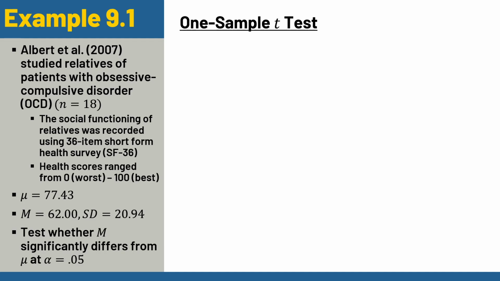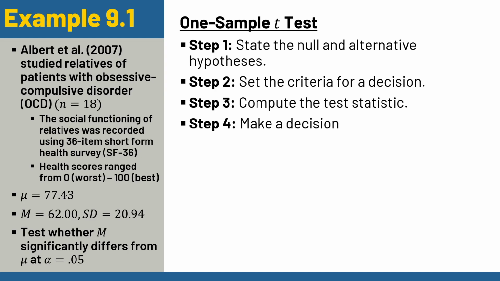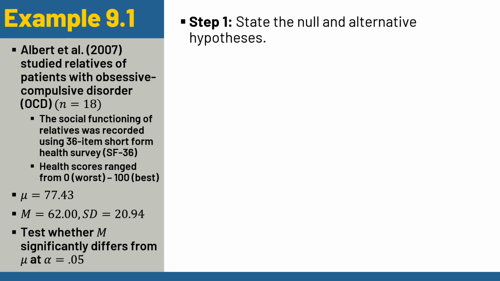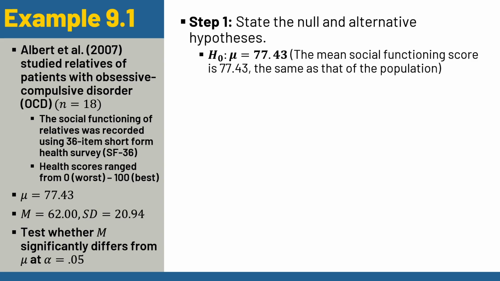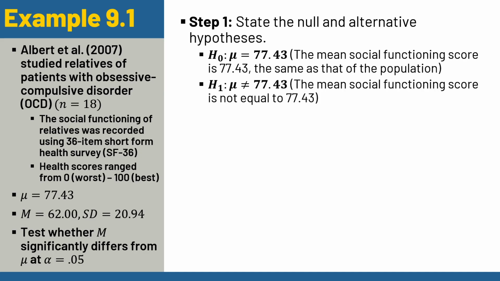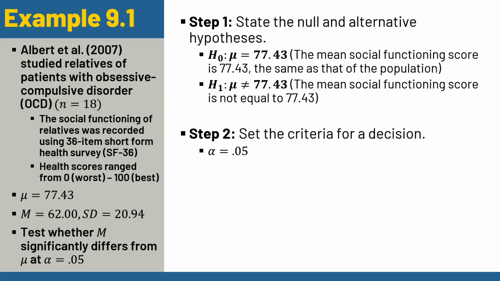Essentially what I want to do here is test whether our sample mean significantly differs from the population mean at an alpha of 0.05. We'll follow our steps as per usual. Step 1, our null hypothesis is that mu equals 77.43, and our alternative hypothesis is that mu is not equal to 77.43. I forget if I mentioned previously, this is a non-directional test, obviously. We're basically asking, is there a difference between our sample mean and the population mean?